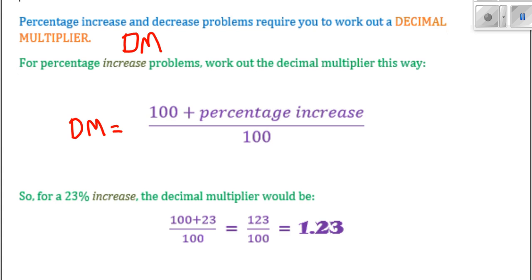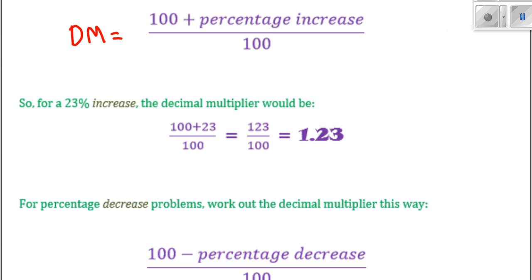So for example, for a 23% increase, the decimal multiplier DM equals 100 plus 23 over 100. So 100 plus 23 takes into account the 23% increase, and to make it into a decimal is why we divide by 100. So the decimal part is why we divide by 100, and the increase is why we have plus 23 there. So 100 plus 23 is 123 over 100. Dividing by 100 is kind of like moving the decimal 2 spaces to the left. So we get 1.23 as our decimal multiplier.